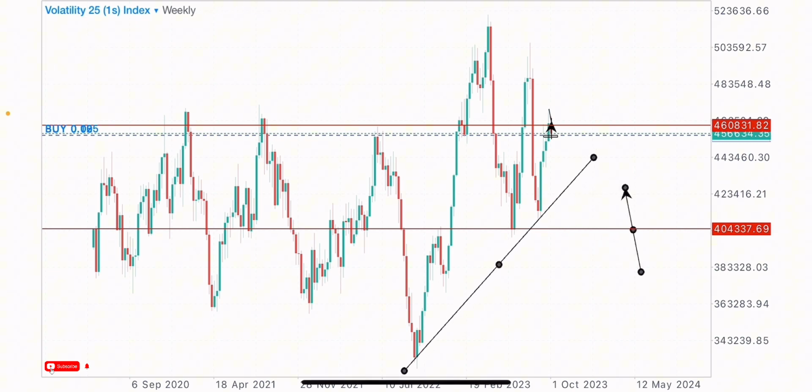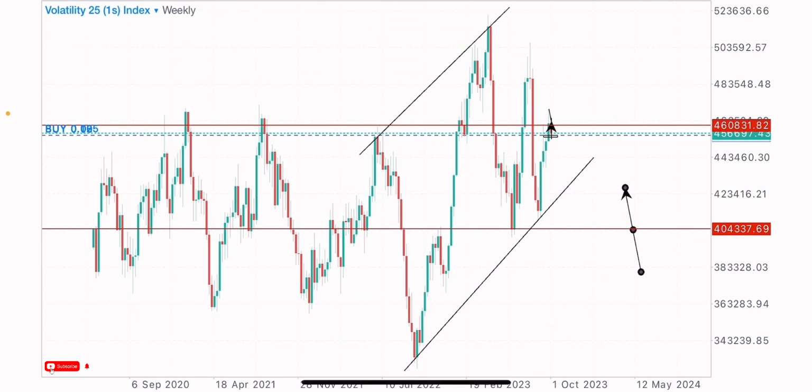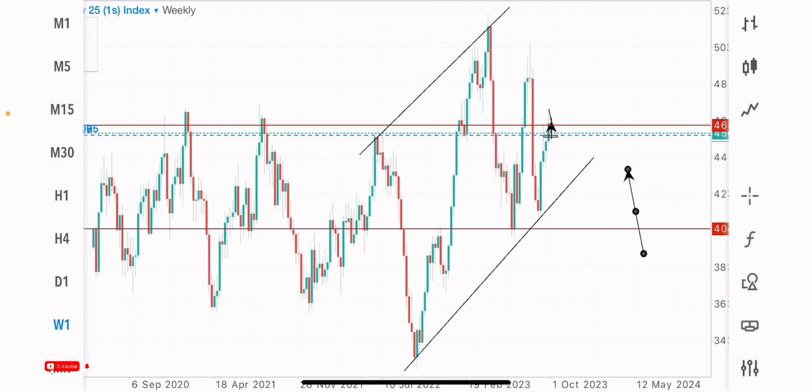We can tell that this index has been bullish, basically creating a higher highs and higher lows structure. We got the higher highs at this zone, the trend resistance, and the trend support at this point.